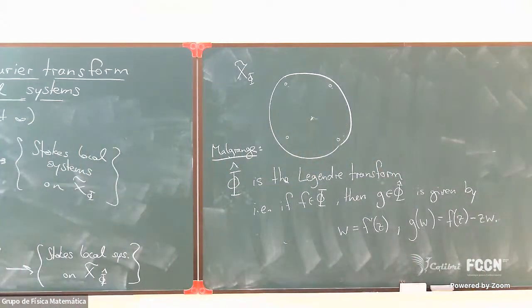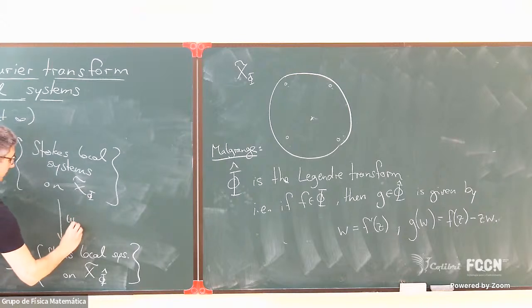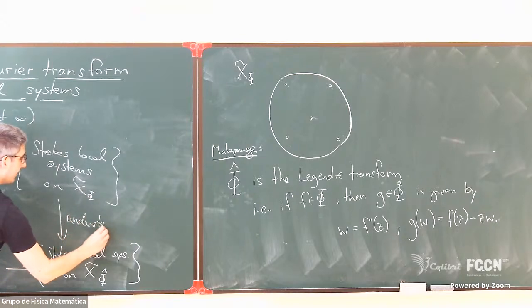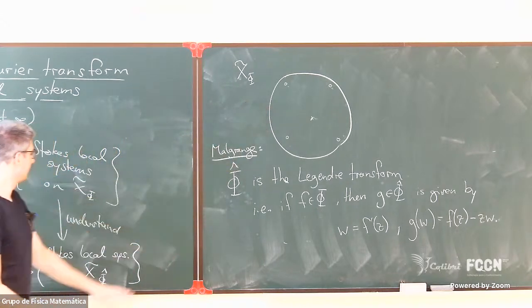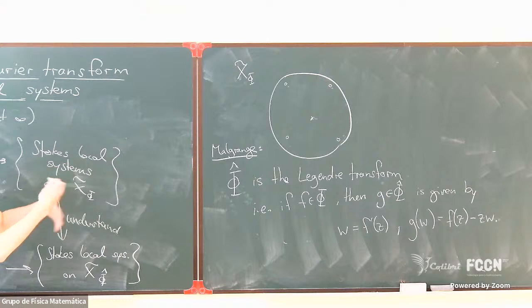And what we want to do is understand what happens. So if I give you a picture like this, a local system on the space, can I just, by some topological stuff, construct a local system on the corresponding space after the Legendre transform? So I will do this.